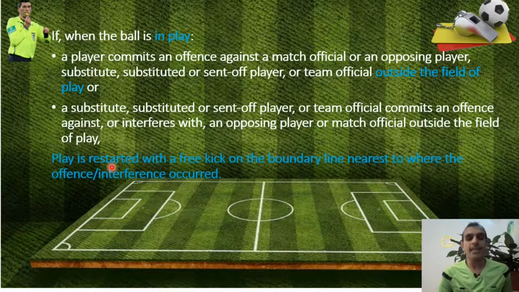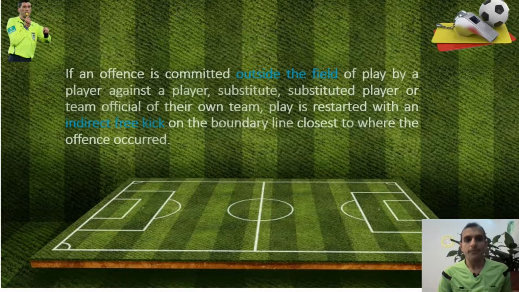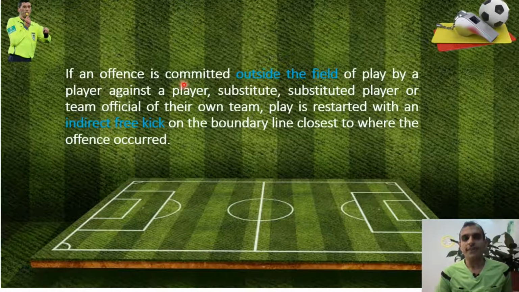In this case, play is restarted with a free kick on the boundary line nearest to where the offense or interference occurred. And also if an offense is committed outside the field of play by a player against a player, substitute, substituted player or team official of their own team, play is restarted with an indirect free kick on the boundary line closest to where the offense occurred.